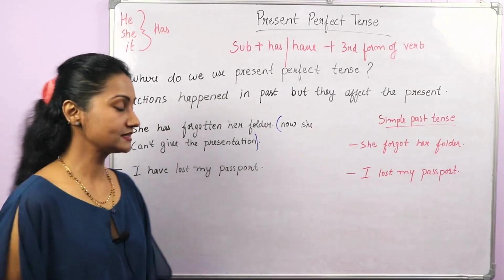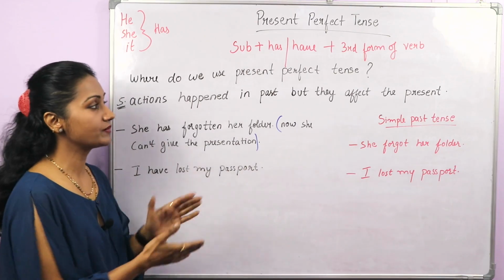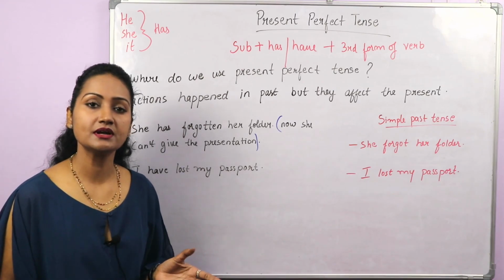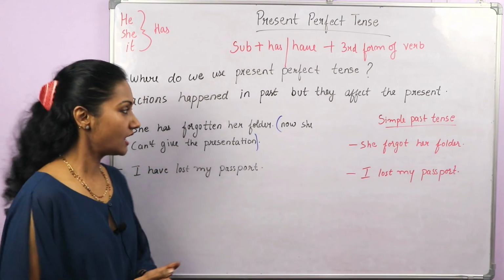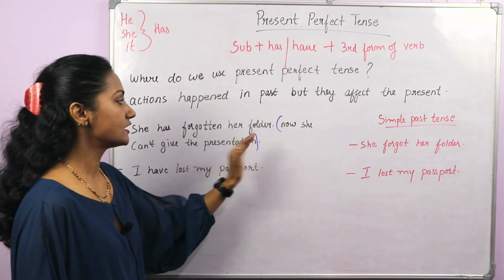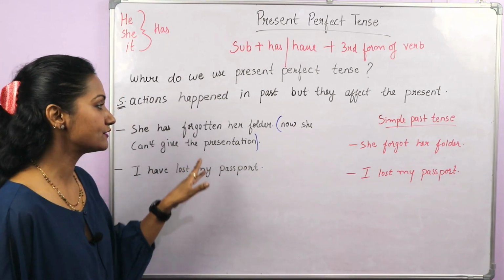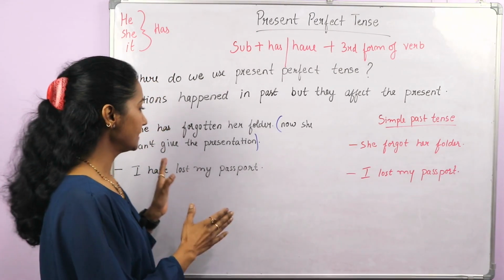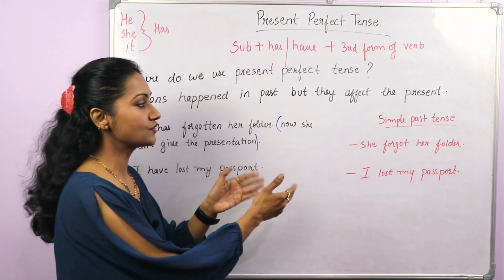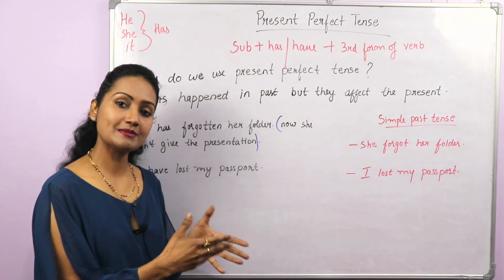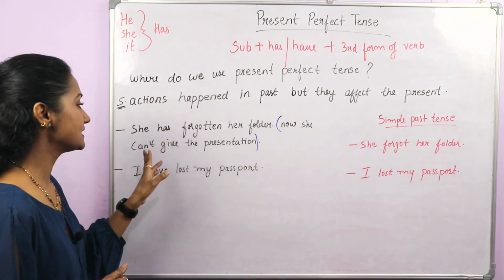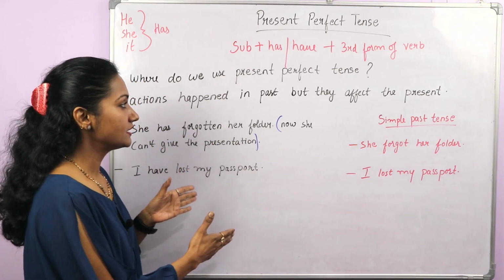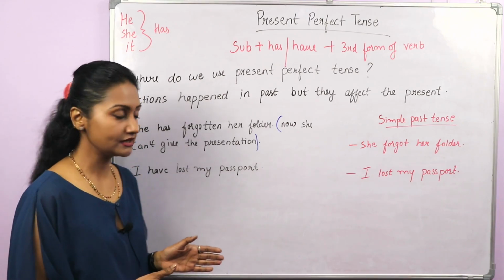Next, we use present perfect when we talk about actions that happened in the past but affect the present. Any action which has already happened but has its effects in the present. How? She has forgotten her folder. And the same sentence I have framed in simple past tense also, so that you can understand the difference. Now, she has forgotten her folder and she forgot her folder. So what is the difference? Do they mean the same? No. When I say she has forgotten her folder, that means this action happened in the past but it still affects the present.